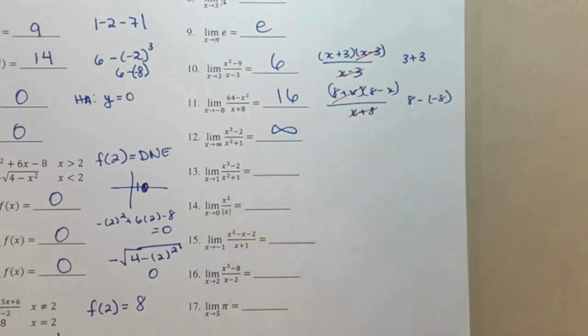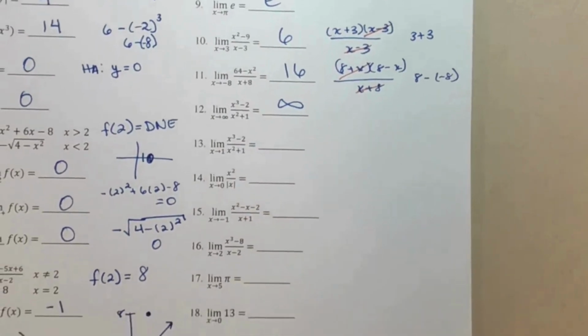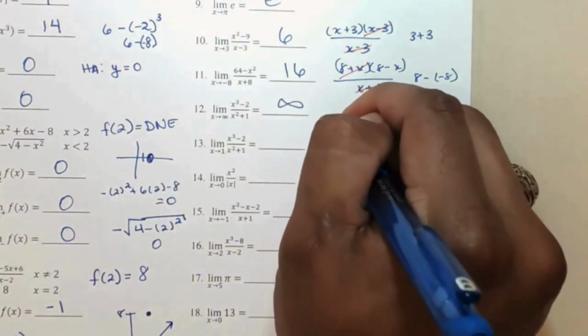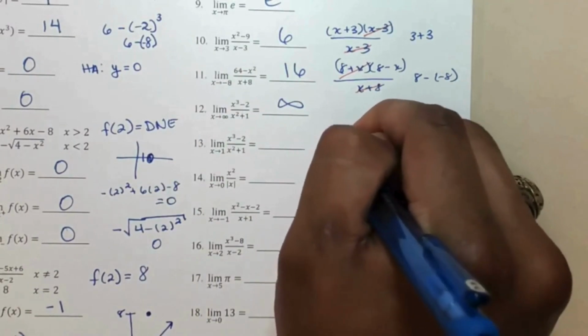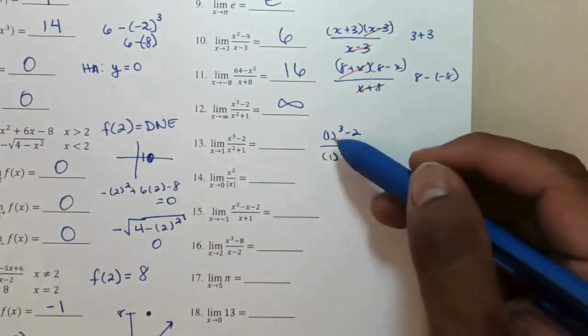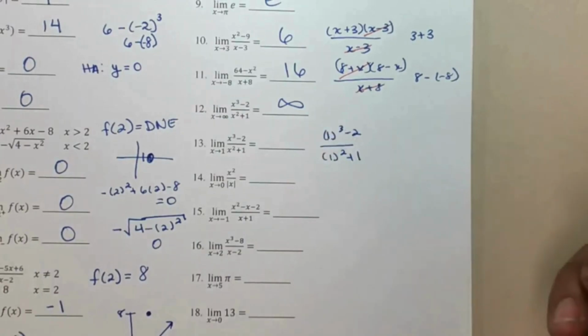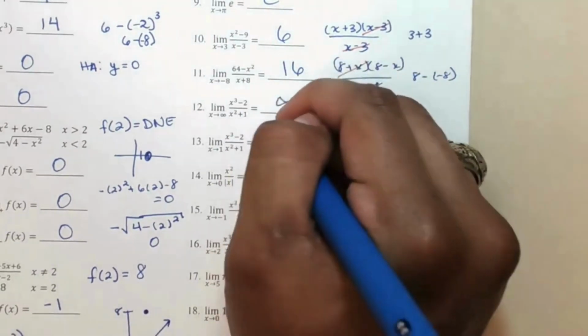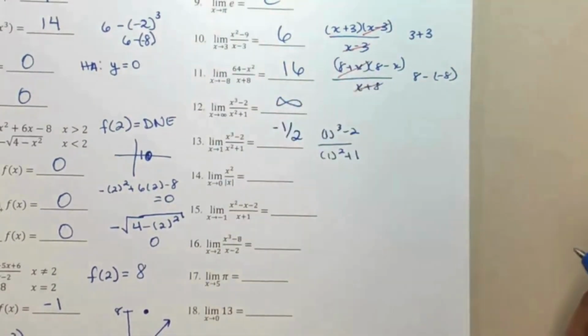Well, what if x approaches 1 of that same function? Well, let's see what happens if we direct substitute. If I plug in 1 into the top and the bottom, well, 1 cubed is 1, minus 2 is negative 1, and then 1 squared is 1, plus 1 is 2, which ends up giving us negative a half.